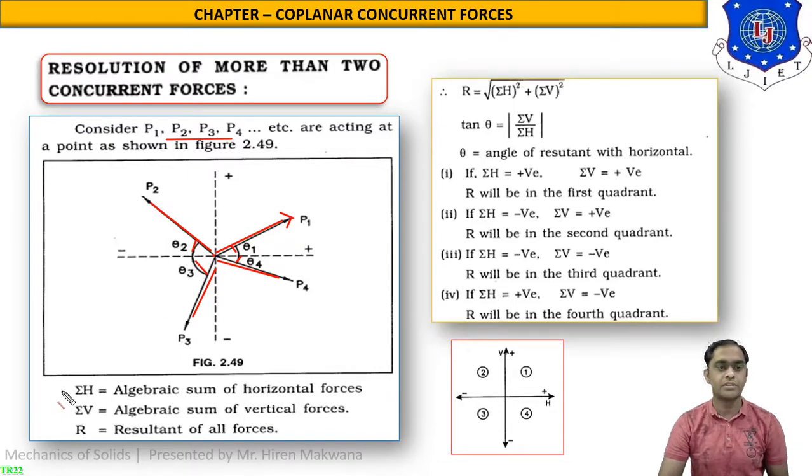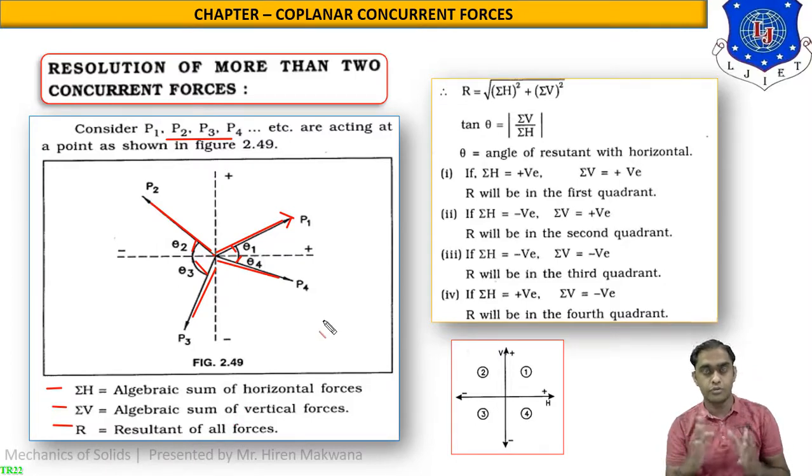Now you have to find three values: sigma H, sigma V, and R. What is sigma H? Sigma H is equal to the algebraic sum of horizontal forces. In the figure, the four forces are not horizontal or vertical, but we have to make components for them. You may remember from physics that the horizontal component is cos theta and the vertical component of the force is sin theta. So sigma H is the algebraic sum of all horizontal components, sigma V is the algebraic summation of all vertical components, and R is the resultant of all the forces.